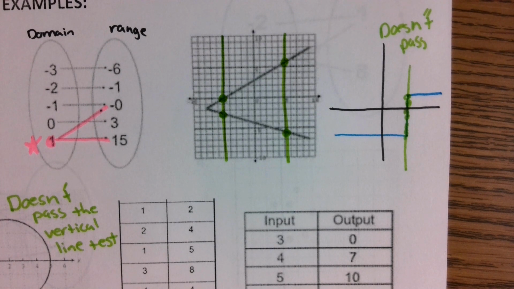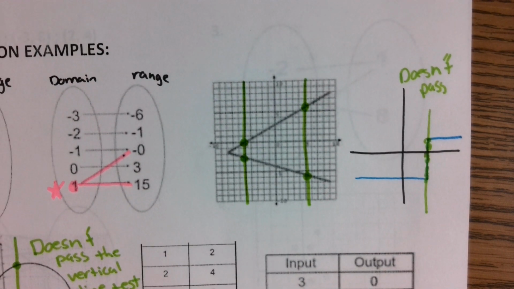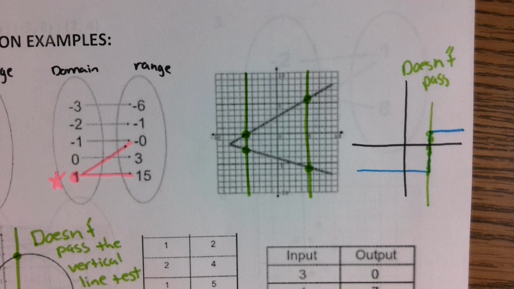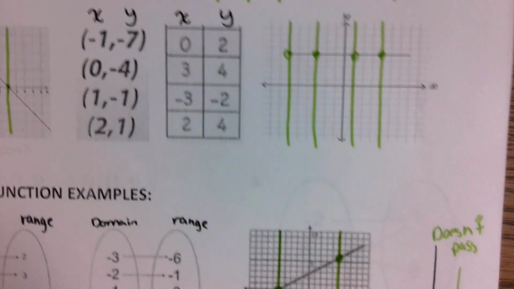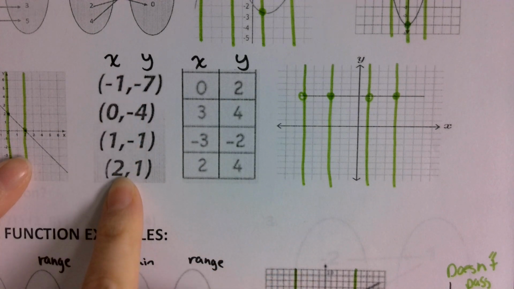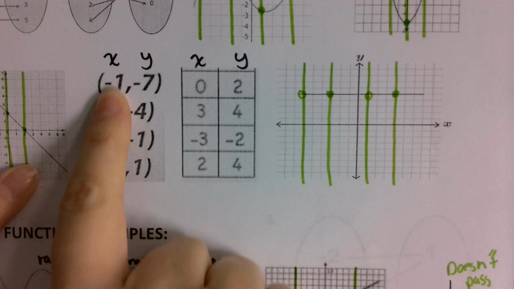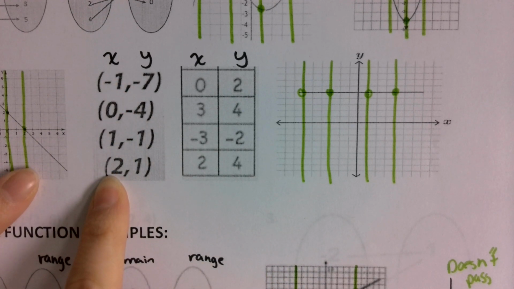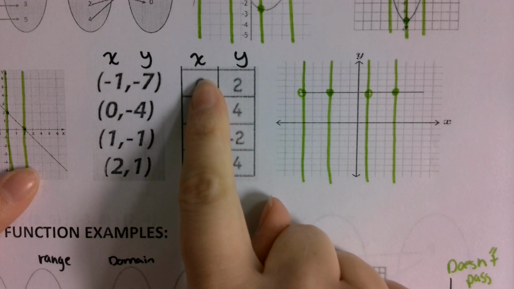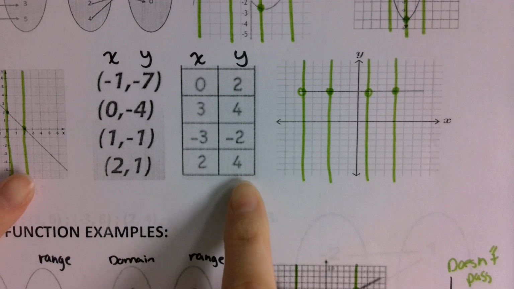You have to have it pass that vertical line test in order for it to be considered a function. And then looking at actual specific points, looking at a table or a series of ordered pairs, that's an easy one to see. Do any of my x's repeat? In this first one, do any of the x's repeat? No. None of these x's repeat. Okay, look at the second one. Does any of the x's repeat? No. Okay, do the y's repeat?